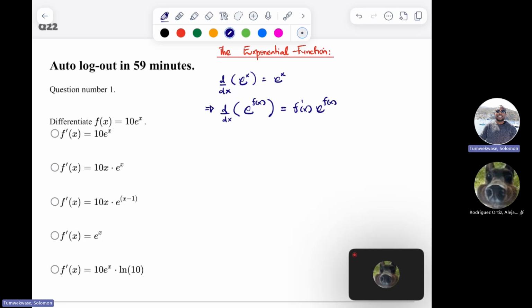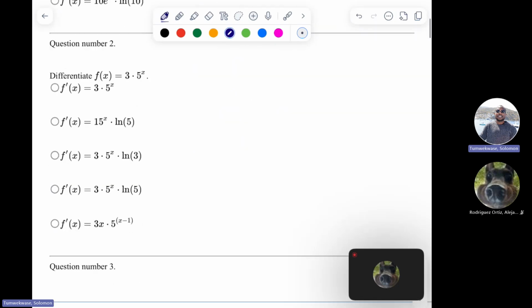Okay, so in number one, 10 is a constant. Whenever I differentiate a constant, I get a 0, and the derivative of e to the x, like I said, remains e to the x. So basically the derivative of this function remains 10 e to the x. I guess that was the easiest thing.